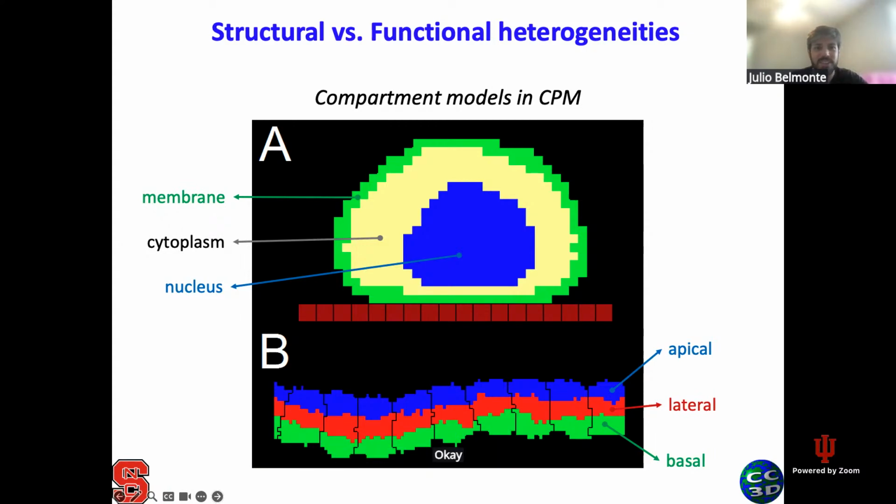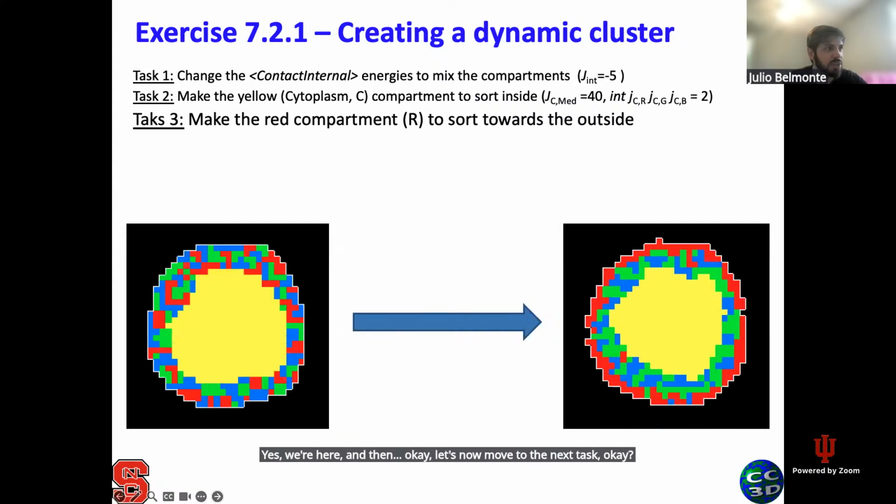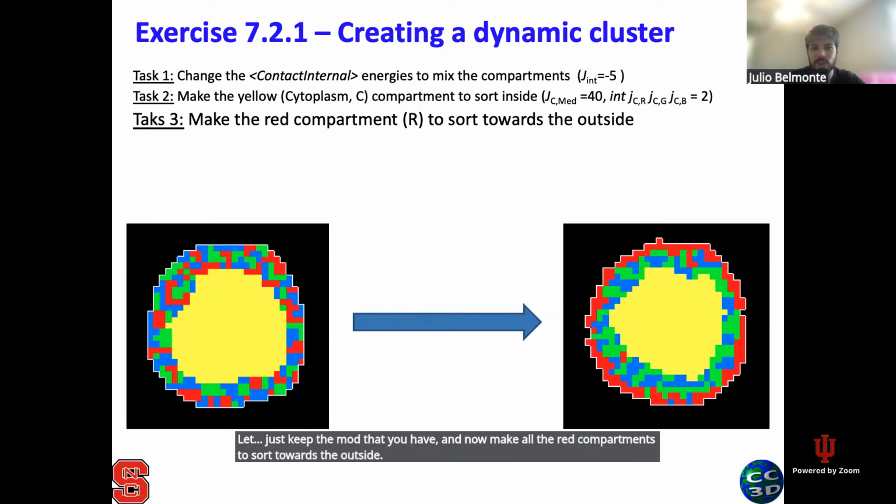Okay, great. Glad it makes sense. So let's go back here where you were. Yes, we're here, and then let's now move to the next task. Just keep the model that you have, and now make all the red compartments sort towards the outside. So what do you have to do?